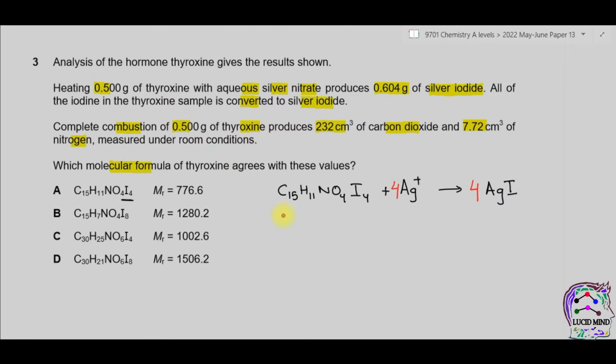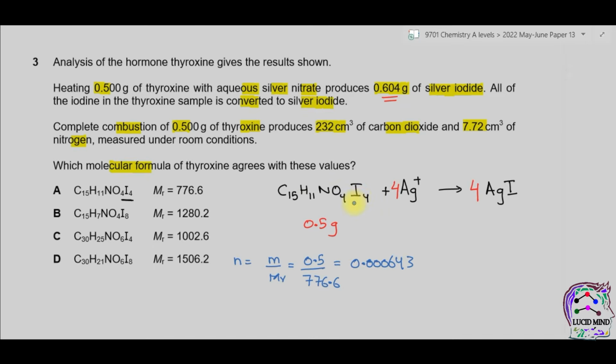The mass of thyroxine is given, it is 0.5 grams. The mass of silver iodide is also given, it is 0.604 grams. Let's first convert this mass into moles. We have the molecular mass, so we know moles equals mass in grams divided by Mr. So 0.5 grams of thyroxine divided by 776.6. The number of moles comes equal to 0.000643.